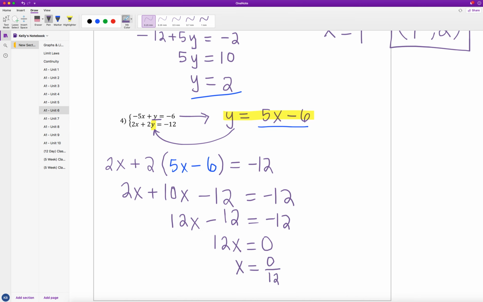What does 0 over 12 reduce down to? 0 over 12 reduces down to be 0. So we've talked about this before. Remember, this is okay. If I have a 0 on top, 0 divided by a non-zero number is okay. That would give me 0.